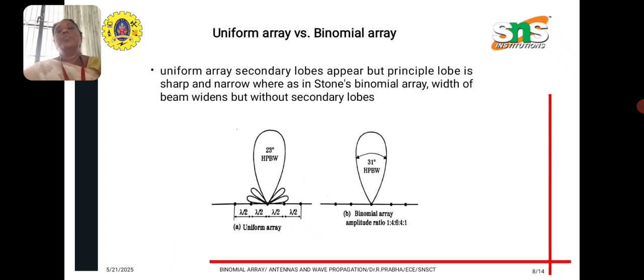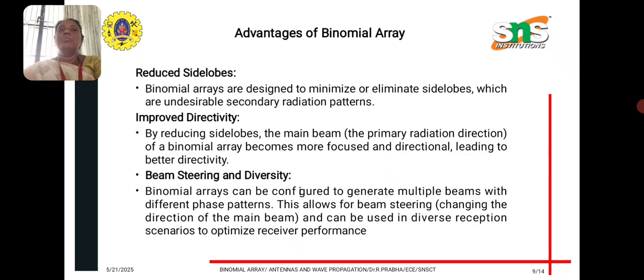Now we are going to discuss comparing uniform array versus binomial array. In a uniform array secondary lobes appear but the principal lobe is short and narrow, whereas in Stone's binomial array the width of the beam widens but without secondary lobes. For the linear array, half power beamwidth is 23 degrees, but the half power beamwidth of the binomial array is 31 degrees. More beamwidth gives less directivity, which is not desirable.